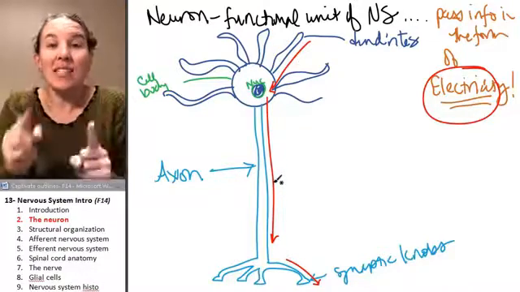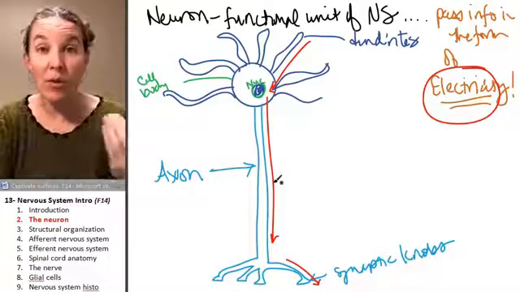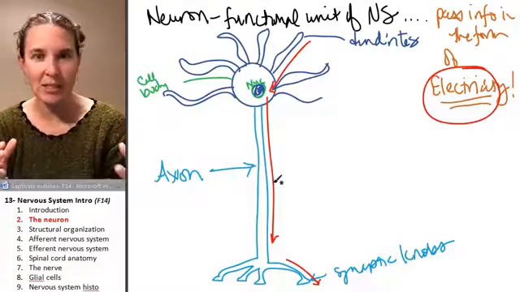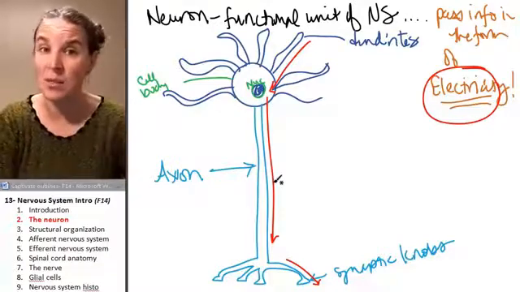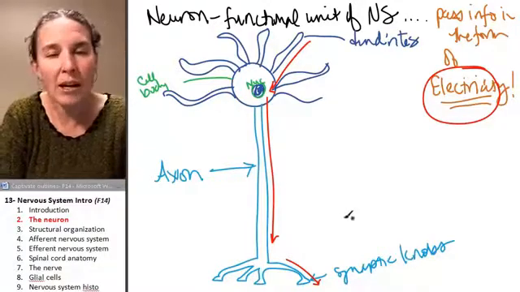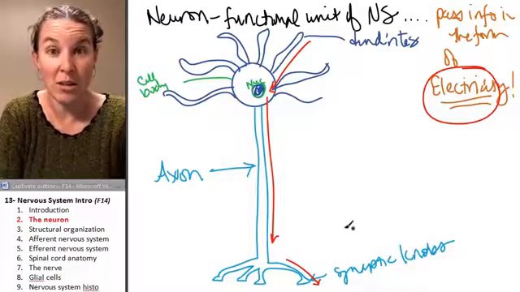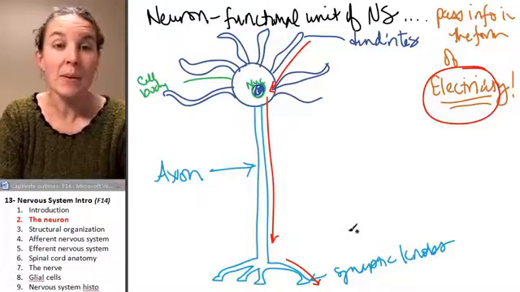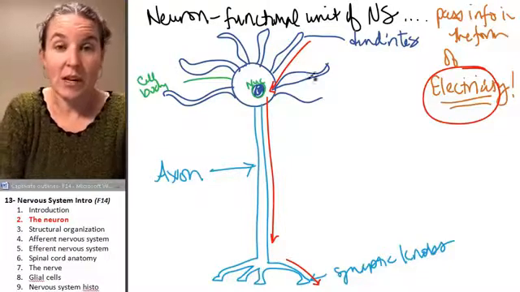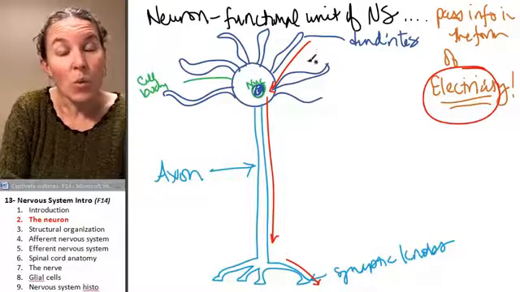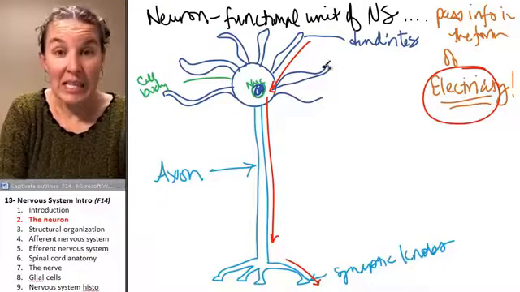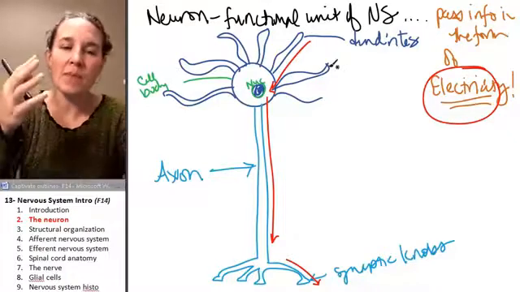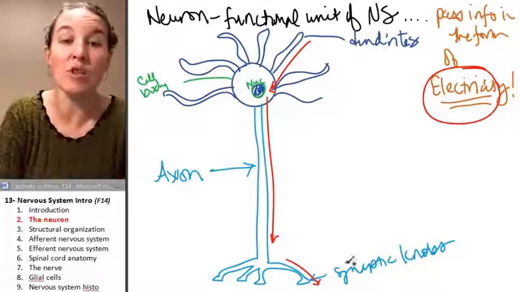As soon as you accept that information can travel through this cell, as soon as you're like, oh, okay, I can accept that, that makes sense to me, the whole rest of the nervous system is going to be a lot easier because we're not going to go into the details of how that information is traveling. How does this cell do this? That's a topic for physiology. We're just going to accept that indeed it happens. So dendrites bring information into the cell body. That information passes through the axon toward the synaptic knobs.